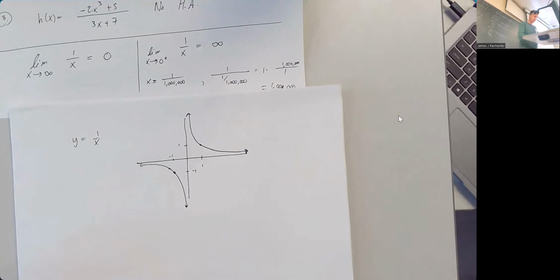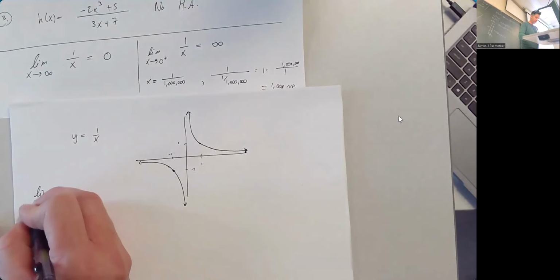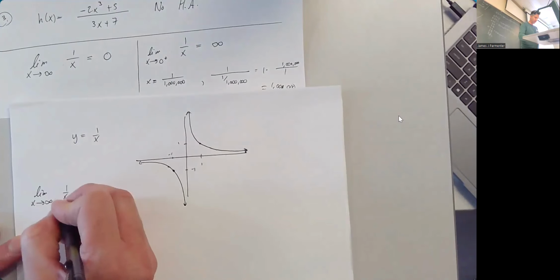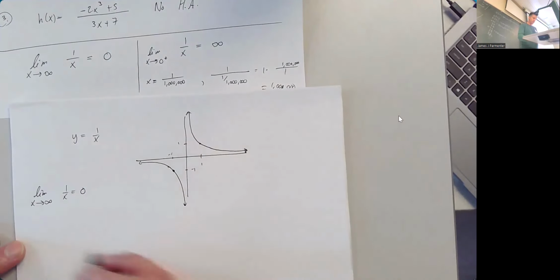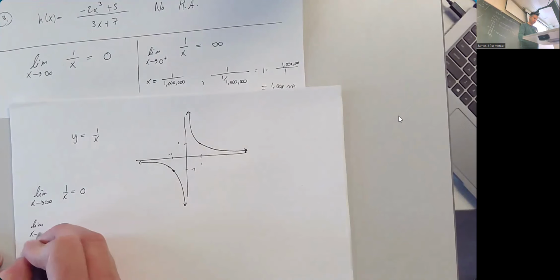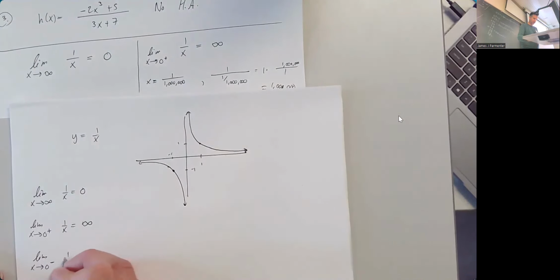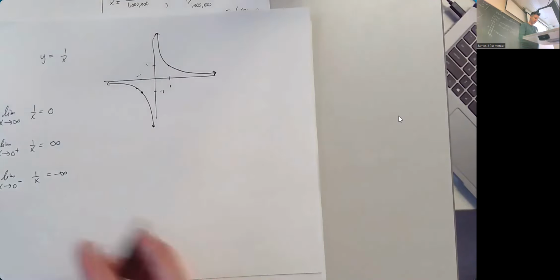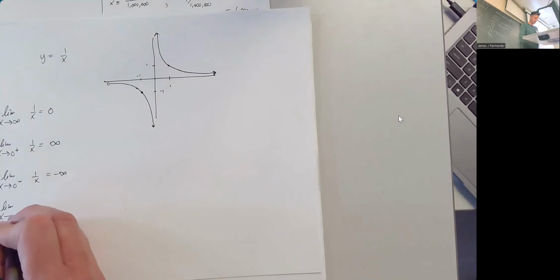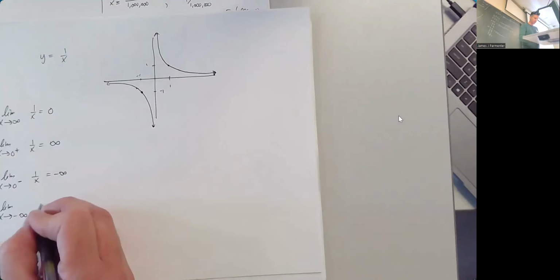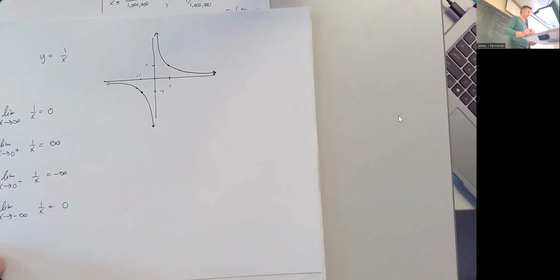Here's how we would write all of that using the notation of limits. The limit as x approaches infinity of 1 over x is 0. The limit as x approaches 0 from the right of 1 over x is infinity. The limit as x approaches 0 from the left is negative infinity. And finally, the limit as x goes to negative infinity of 1 over x is also 0.